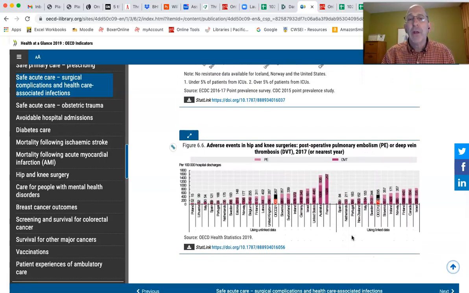Adverse events in hip and knee surgeries, post-operative. Okay, let's go for one more. Again, they've got this split, and I'm not using linked data versus unlinked data. Okay, I guess we could click on these and go right to the country data page. And here we have the U.S. again on the hips is not as bad as Australia and France, but it's pretty bad.